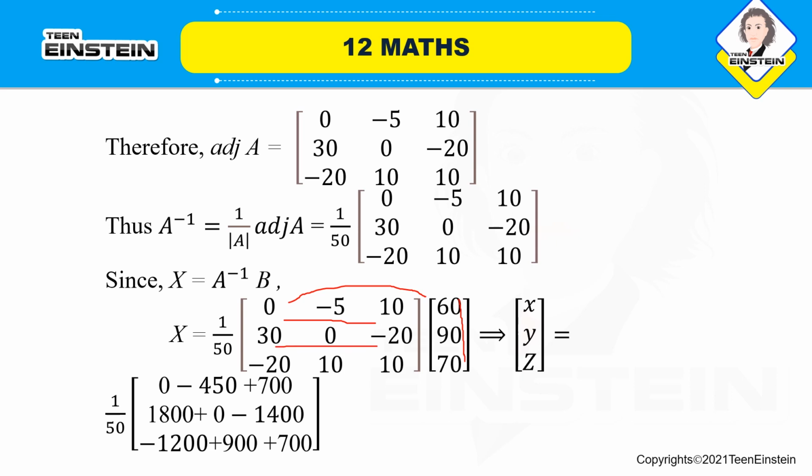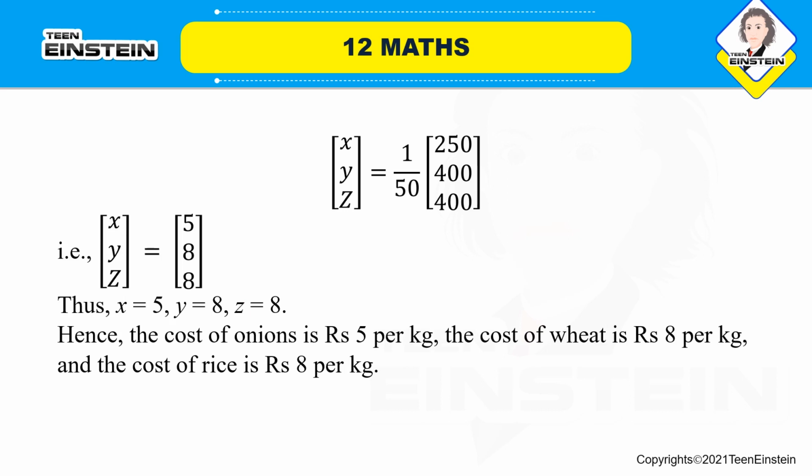Then fix the second row. 30 into 60 gives you 1800. Here we have 0. If you multiply anything with 0, then you will be getting 0. Minus 20 into 70 is minus 1400. Now fix the last row. Minus 20 into 60 is minus 1200, then plus 10 into 90 is 900, plus 10 into 70 is 700. Right? So on simplification, we get 1 by 50 into 250, 400, 400.